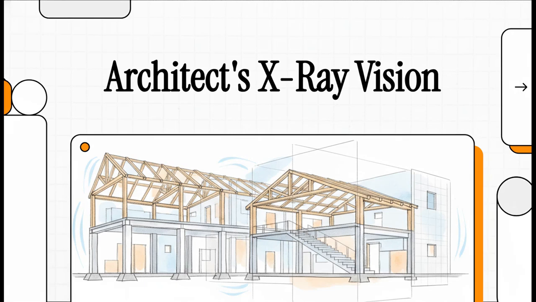All right, let's talk about unlocking a kind of superpower, an architect's X-ray vision. I'm talking about the ability to look at a building and see straight through the walls, to understand that hidden skeleton that holds the whole thing up. So let's dive in and take a closer look.